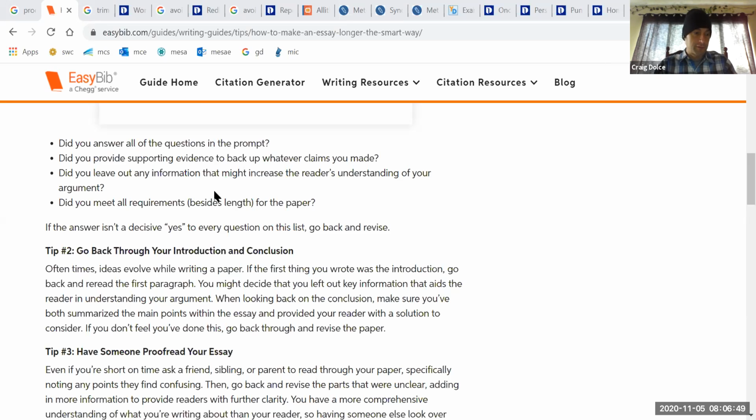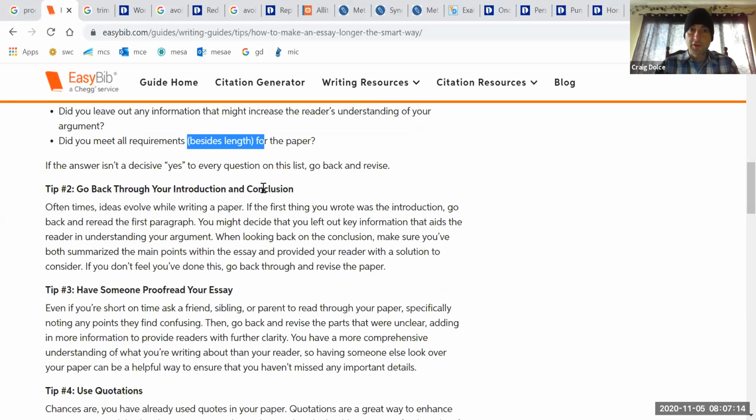Now, when to make a paper shorter. So before I get to those, what not to do, let's just review here the Easy Bib page from Chegg. Did you answer the questions in the prompt? Did you provide the supporting evidence to back up your claims? Did you leave out any info that might increase the reader's understanding? Again, maybe a personal anecdote. And did you meet all the requirements besides length, well, including length, for the paper?